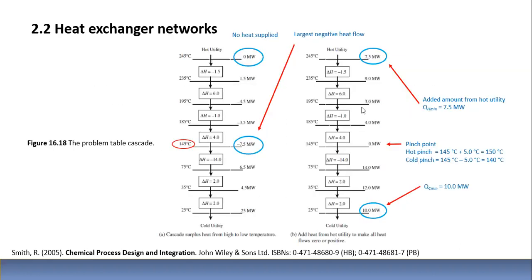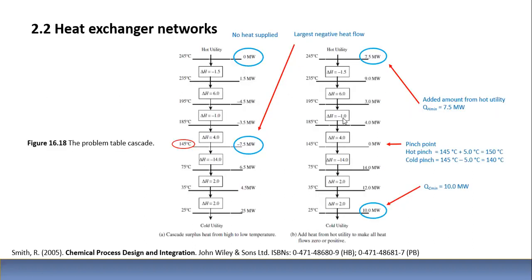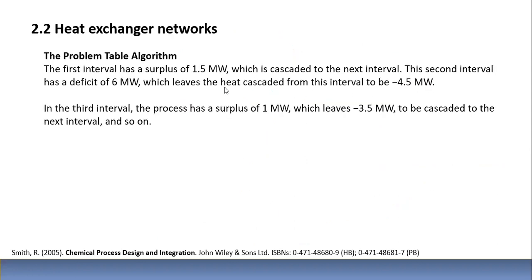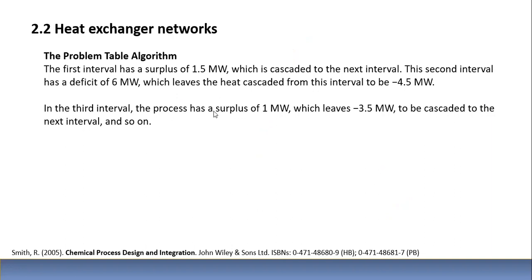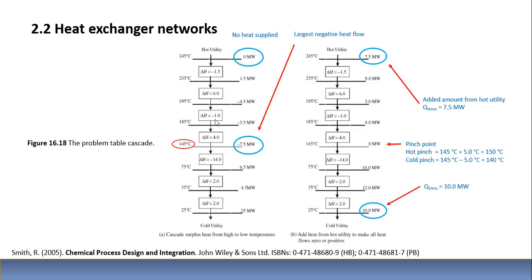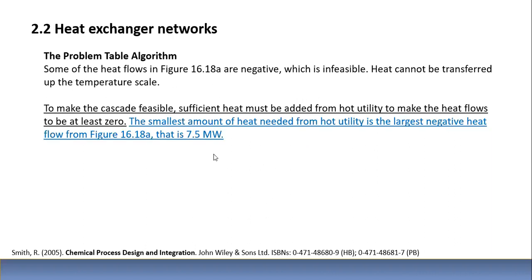So these are comments regarding what we saw in these tables. It says the first interval has a surplus of 1.5 megawatts, which is cascaded to the next interval. That's why you say this 1.5 megawatts is cascading all the way down, which leaves the heat from this interval to be minus 4.5, which you see right there. In the third interval, the process has a surplus of 1 megawatt, which leaves minus 3.5 megawatts to be cascaded to the next interval. So this minus 1 megawatt, minus makes a plus, so this leaves a minus 3.5, and so on and so forth. These are just comments on those tables.